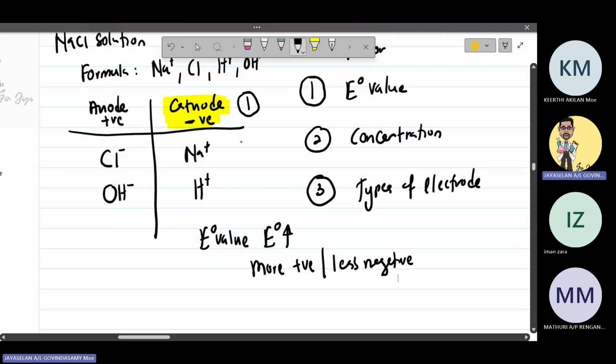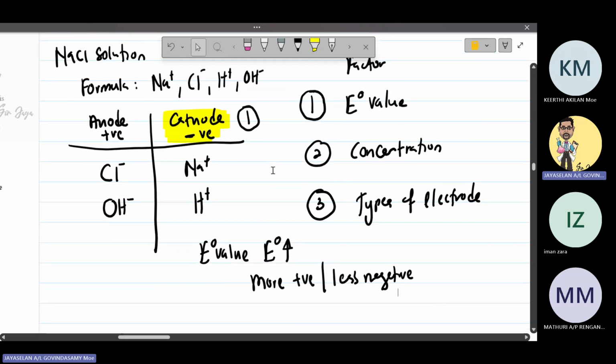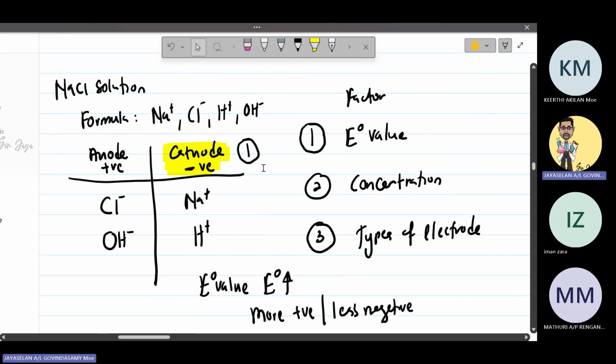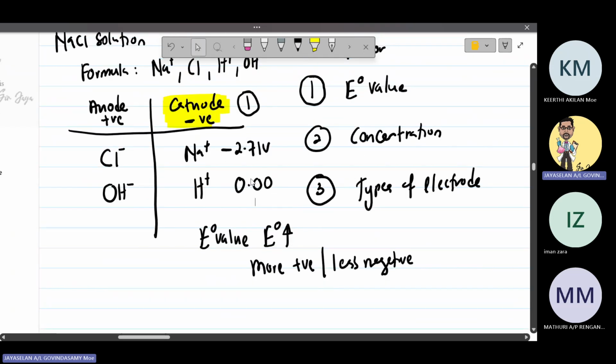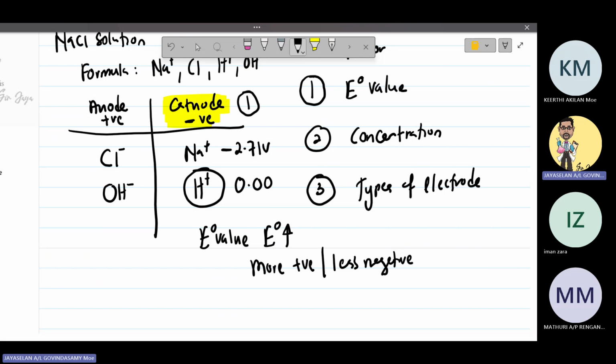Okay, so macam mana saya nak buat? Ni E naught value saya tak hafal. Tak payah hafal. Akan diberi pada kamu. Ini adalah negatif, this one negative 2.71 volt. Hydrogen 0.00. Siapa paling tinggi? Paling tinggi hydrogen ion. So cathode hydrogen ion. Any question? You punya masalah anode sahaja. You kena pandai cari. Cathode, ingat, always remember factor 1 which is E naught value.